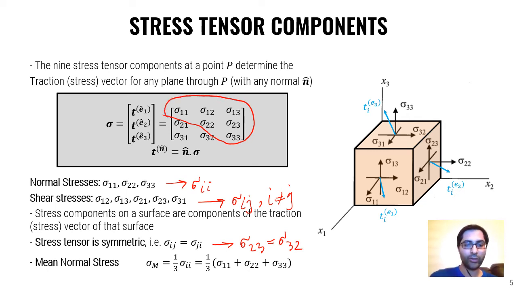And also, we can define something called mean normal stress, which is equal to 1/3 of the summation of the normal stresses: 1/3 of sigma 1 1 plus sigma 2 2 plus sigma 3 3. In short, in index notation, we can write it as 1/3 of sigma ii. You may know that that's 1/3 of the trace of the matrix sigma.